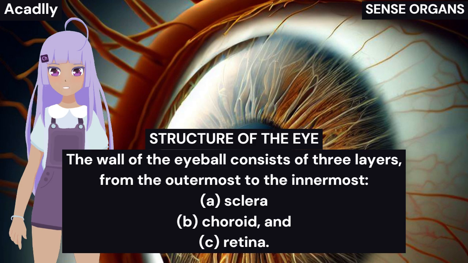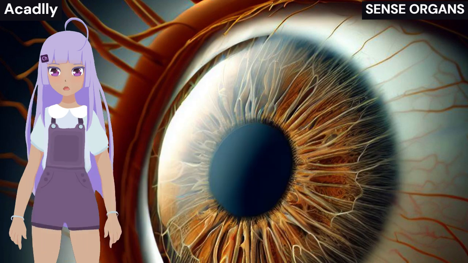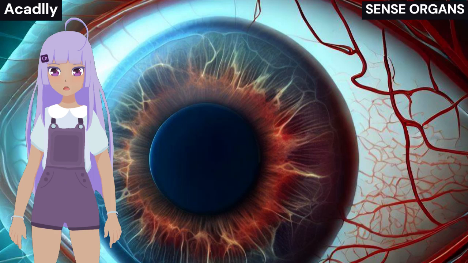Structure of the eye. The wall of the eyeball consists of 3 layers, from the outermost to the innermost: sclera, choroid, and retina. A. The sclera. This outermost white layer provides the eye with its shape and protects the inner parts. The sclera bulges out in front of the eye, forming the transparent cornea. The cornea allows light to enter the eye, brings the light to focus on the retina, and provides external protection.